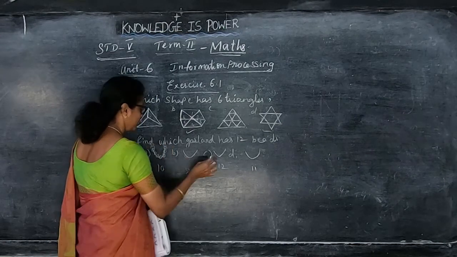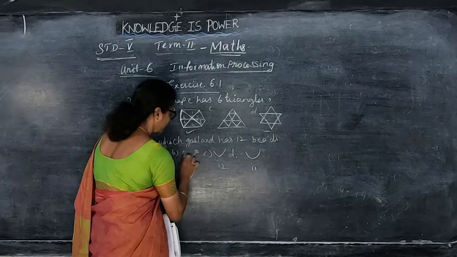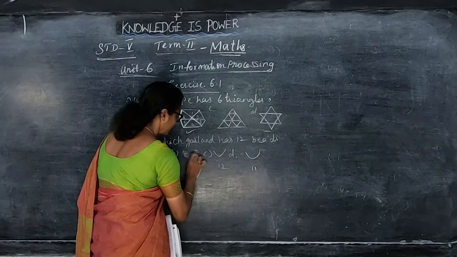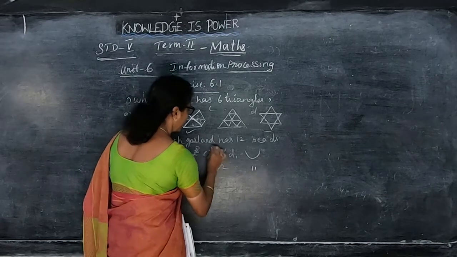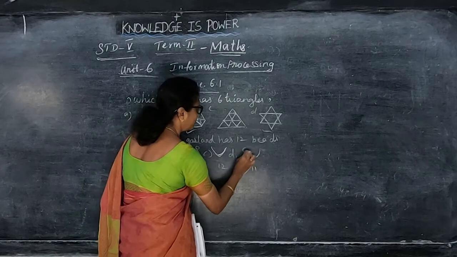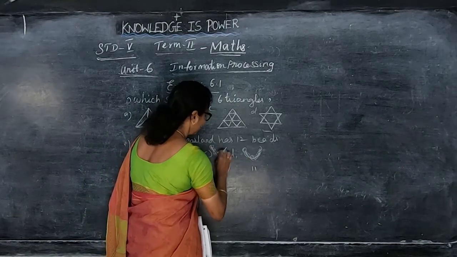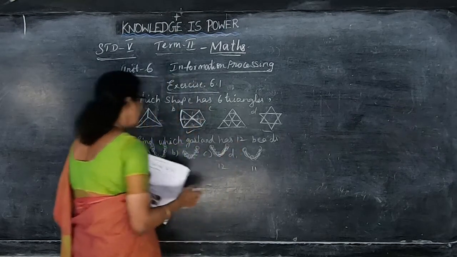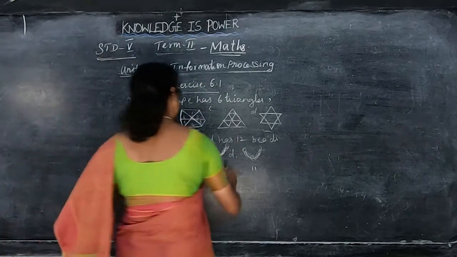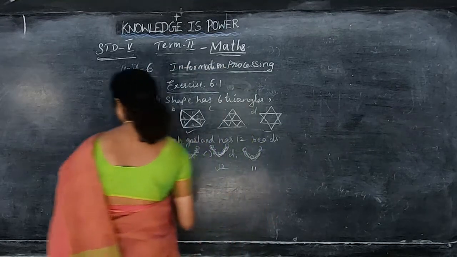9, 10. So here 8 beads, and here 12 beads, and here 11 beads, and here also 12 beads. So which garland has 12 beads? You have to count the beads and then tick the answer.